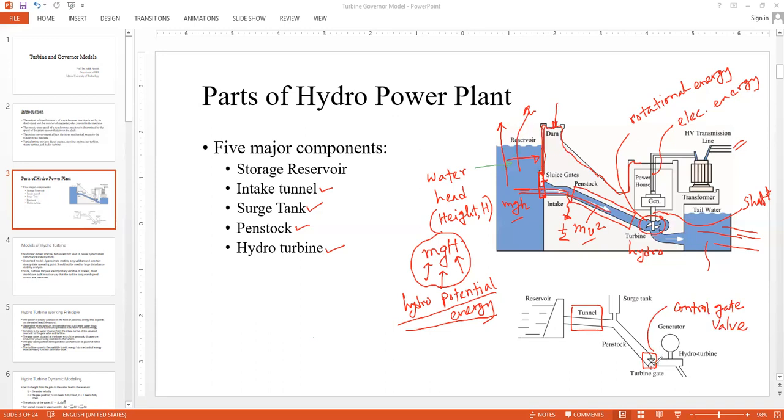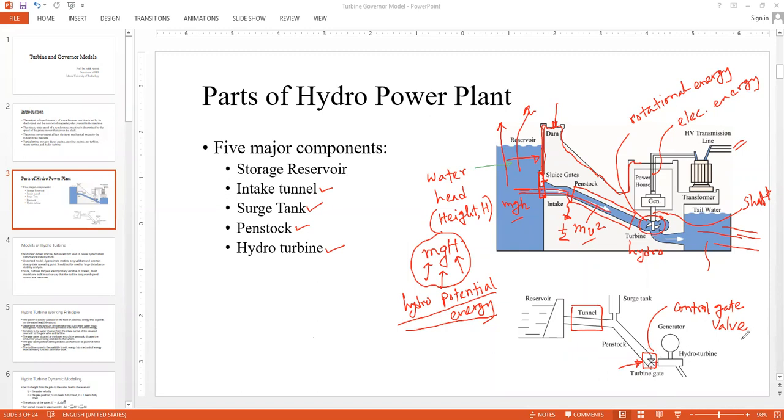Again, if you fully open it, that means you are allowing the maximum possible amount of water. If it is fully closed, that means you are allowing no water to flow from the penstock to the turbine blades. And that means minimum power, or no power, would be generated from the generator, because there would be no rotational energy available at the turbine blades. So in a sense, we will talk about the opening and closing of this control gate valve.